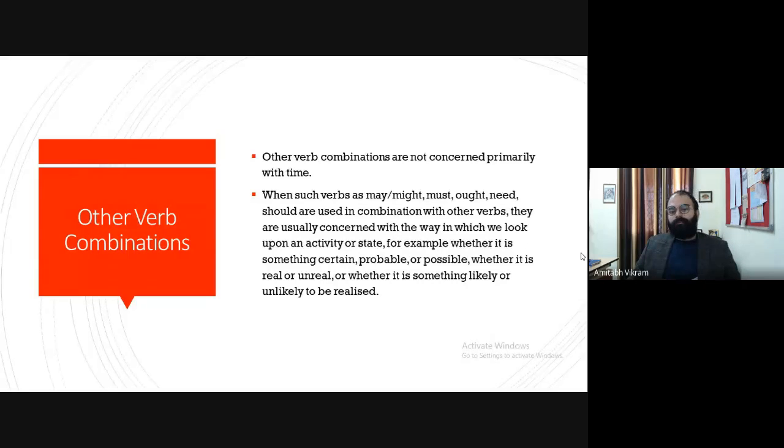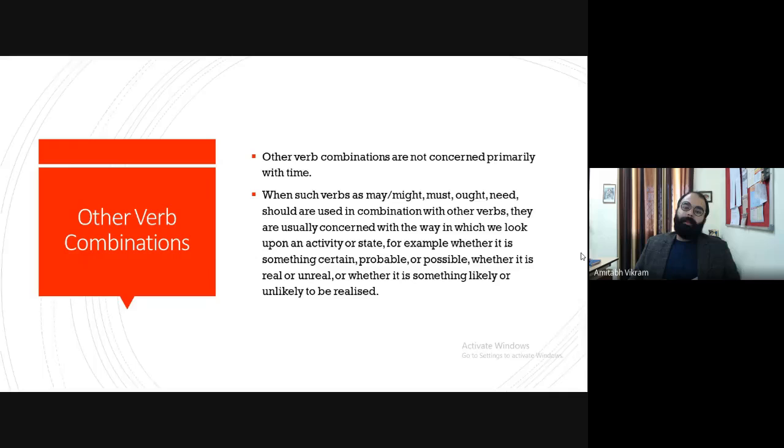So we know, like, can we use for the ability. Fine. Could we use for polite request. Could you pass me the salt. Fine. Then may, again some possibility. May, might, fine. Must is again the certainty. You must come. So when we say you must come, then it is some certainty. When there is some moral obligation, then we have you ought to respect your parents. So these types of things are there.